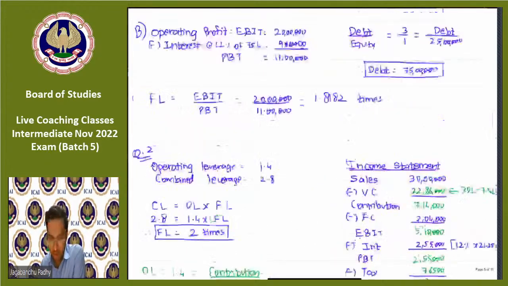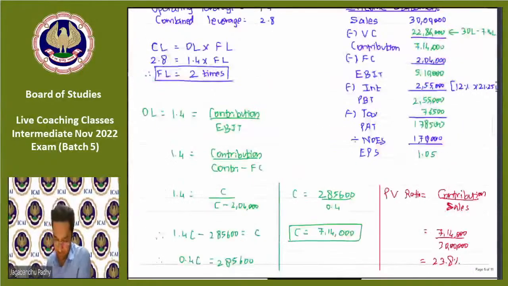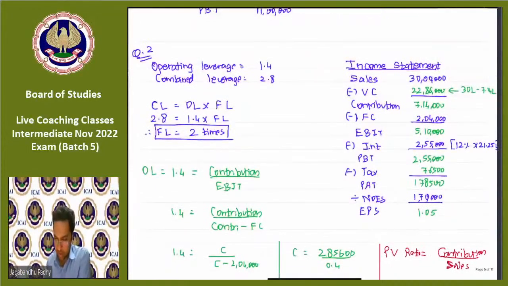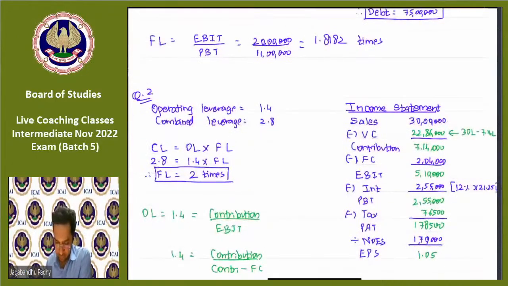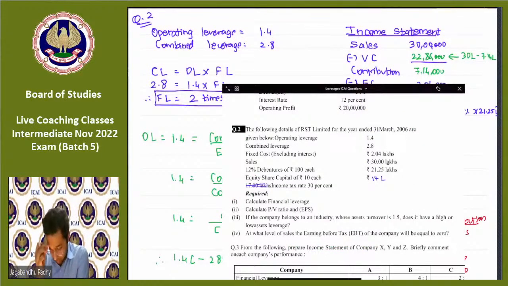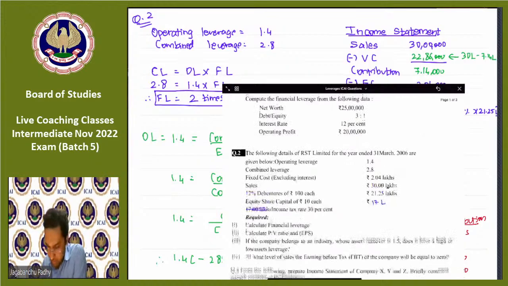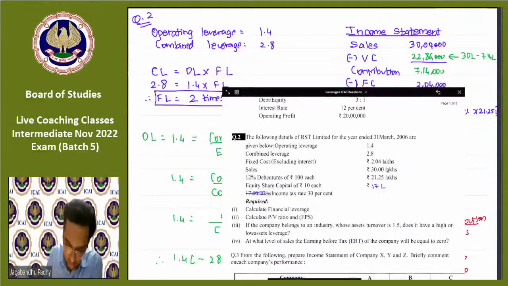Right? Equity is 17 lakh. That's equity share capital. Equity share capital was 17 lakhs, right? But then, if you look at this figure over here, equity share capital of 17 lakh, and then we have 12% debentures of 21.25 lakhs, correct? Okay, did I just mix it up? Yeah, correct, guys. I just mixed it up. My bad.